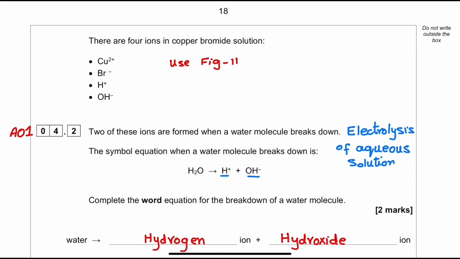Complete the word equation for the breakdown of a water molecule. So when a water molecule breaks down, it breaks down into hydrogen ion and hydroxide ion. So the correct answer is hydrogen ion and hydroxide ion.